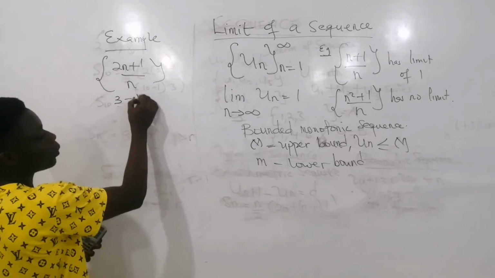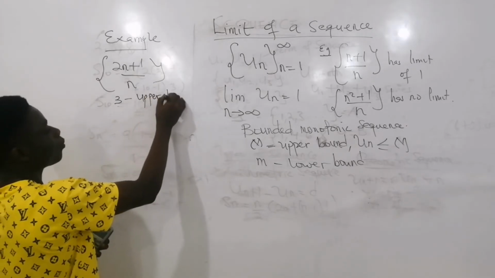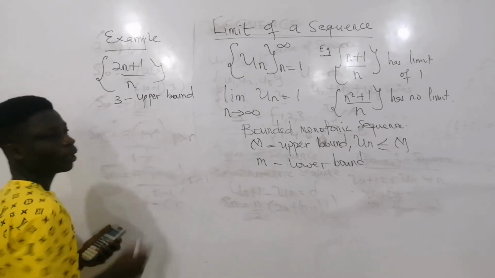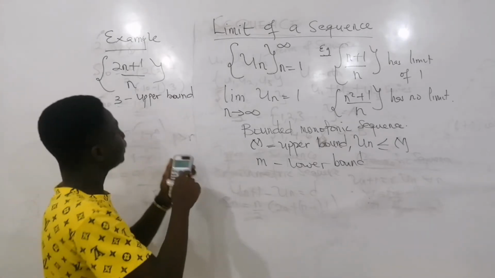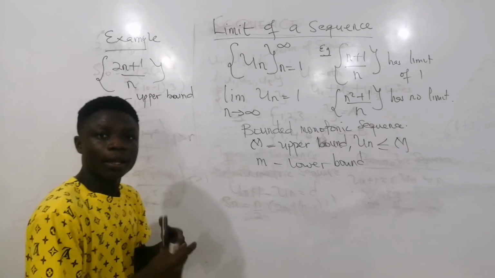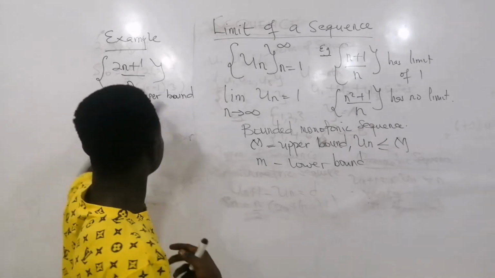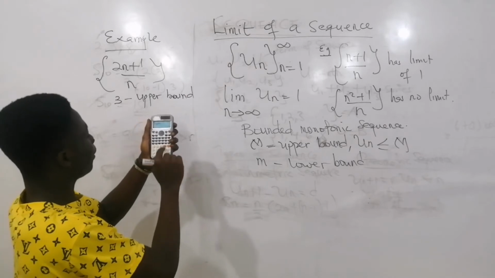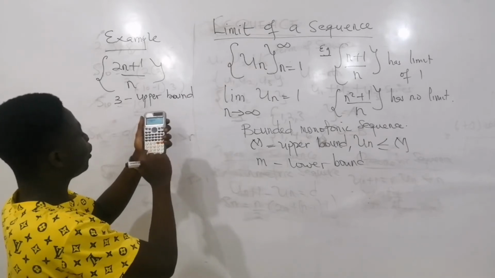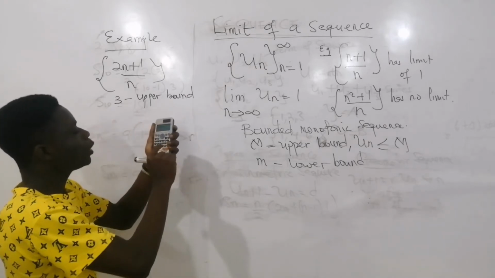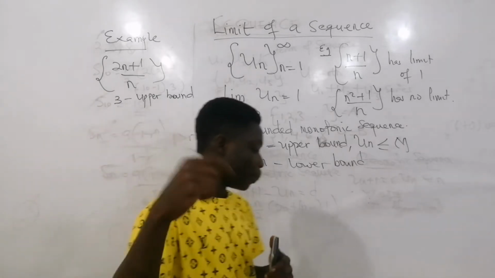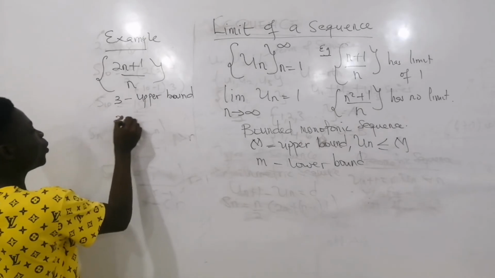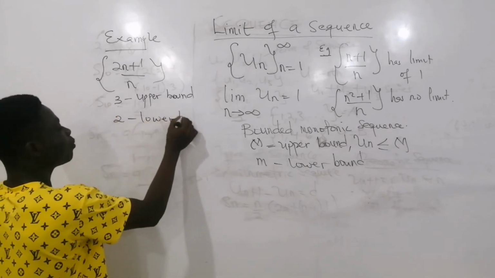That means that 3 becomes what? The upper bound. So the 3 becomes the upper bound. For you to find the lower bound, you're going to take an infinite number. Mostly I use 100. So do 2 into bracket 100 plus 1, all over 100. You look at the number, it will be approaching a certain number, and that number is 2. So 2 becomes the lower bound.